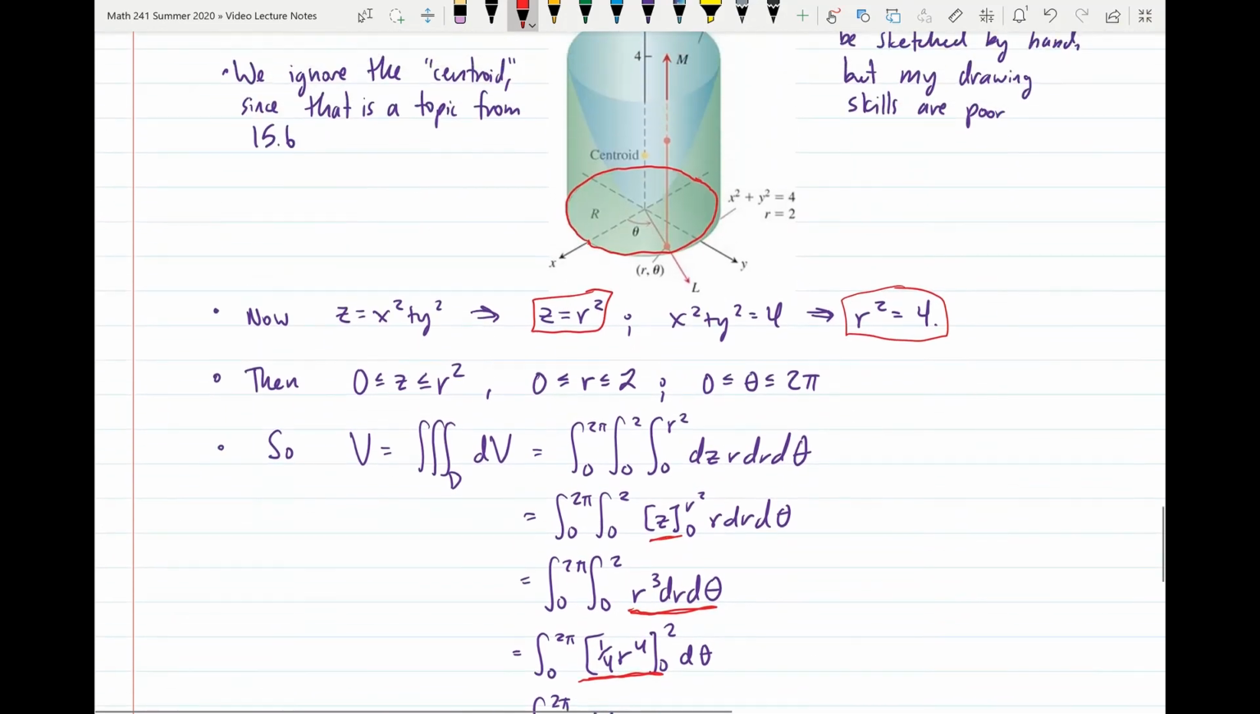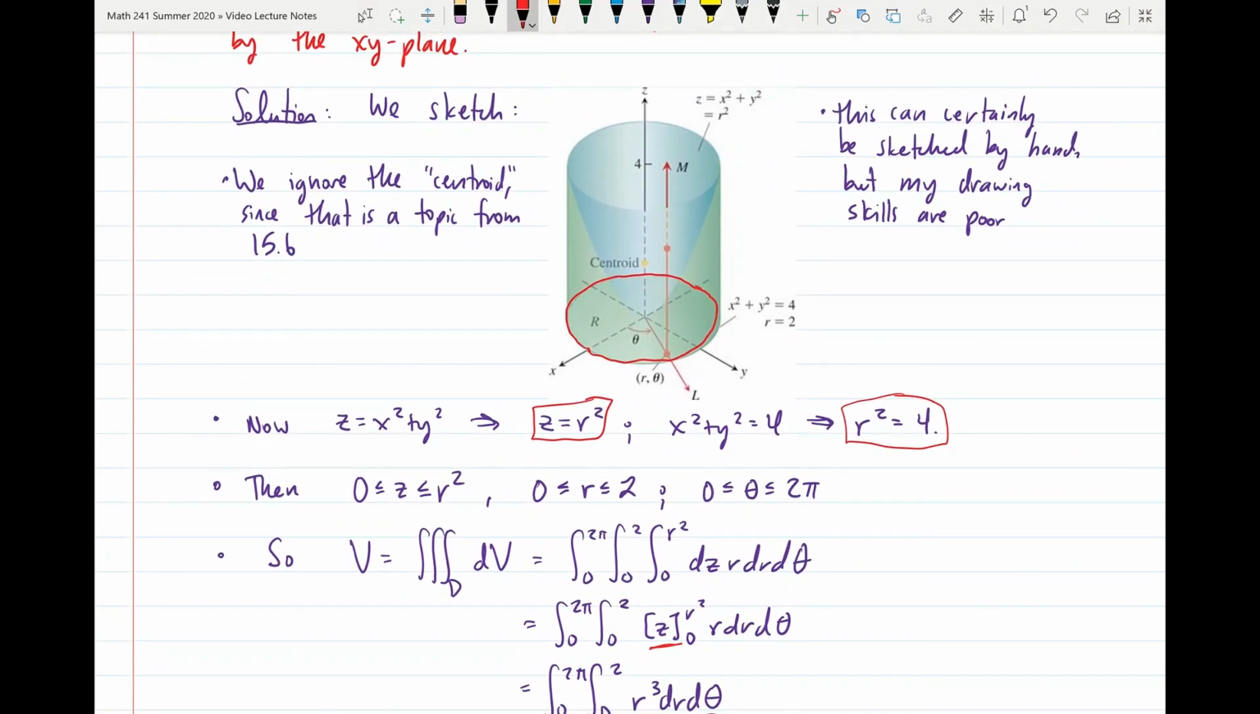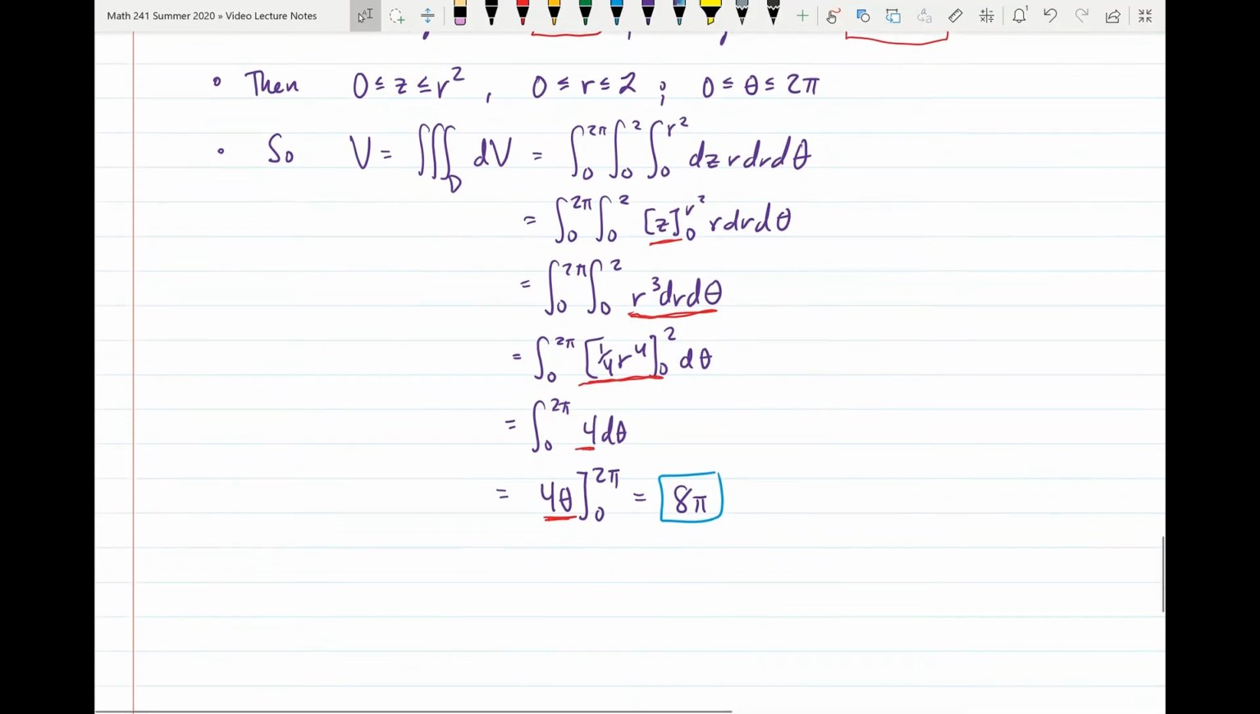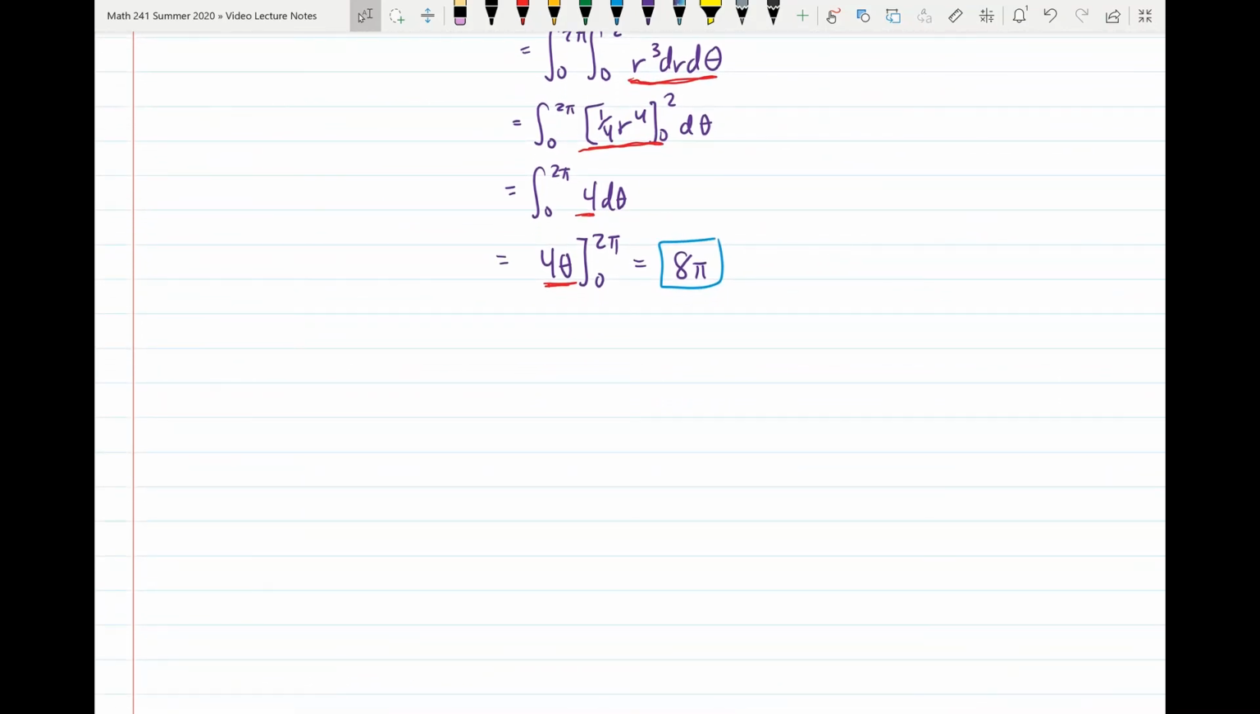So the volume of that region that kind of looks like a bowl surrounding the paraboloid z equals x squared plus y squared is going to be equal to 8 pi. Okay, so that's the last piece of information for this video.